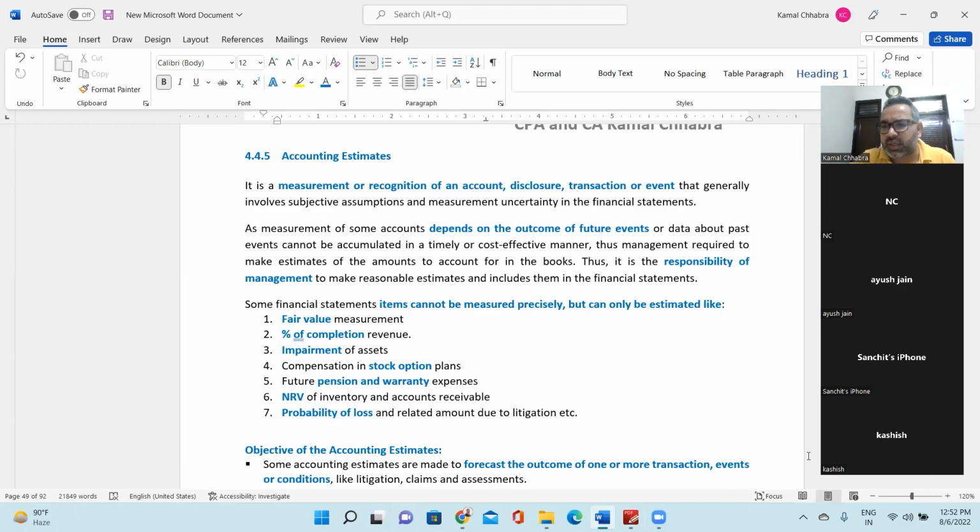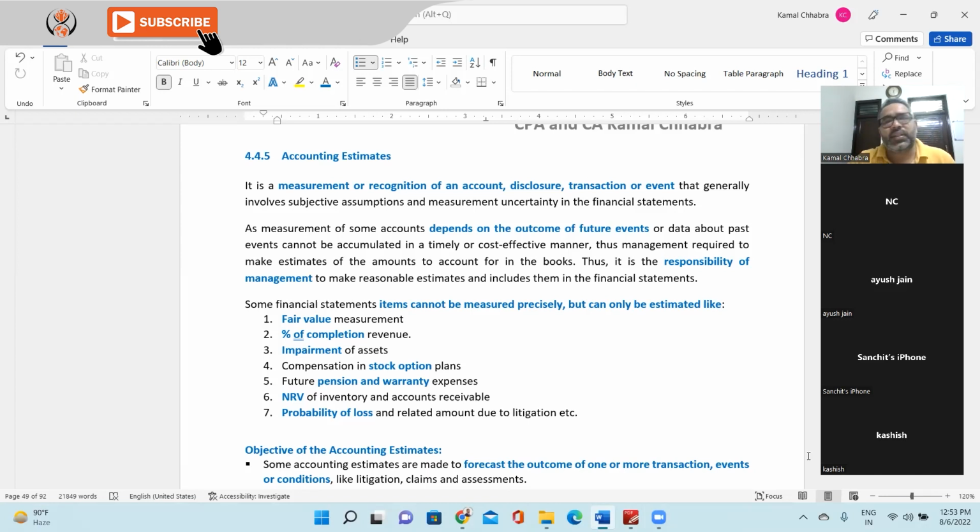So that comes under the transaction or event, right? So there might be a possibility, like we were discussing earlier, about litigation claims or assessment. In that scenario, you'll be estimating how much the potential loss in future would be, and you'll be disclosing it as a contingent liability, right? And for example, if you are calculating the impairment loss, that is something you are accounting for.